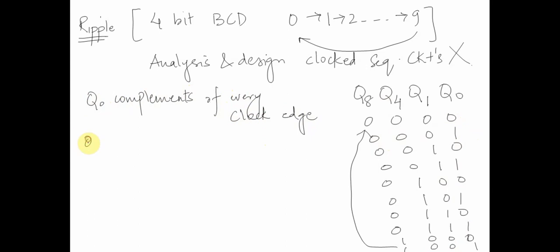How about Q1? Or basically this is Q2, because 2 raised to power 0, 2 raised to power 1, and this is Q1. Let's call it Q1, let's call it Q2. Right? It complements when Q8 is equal to 0 and Q1 goes from 1 to 0. This is like a negative edge.